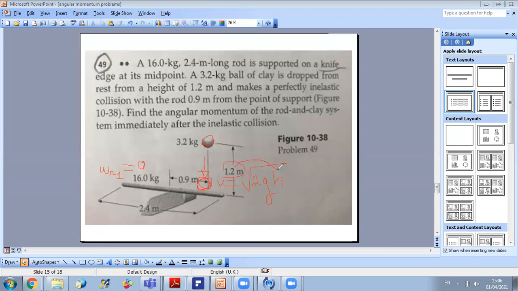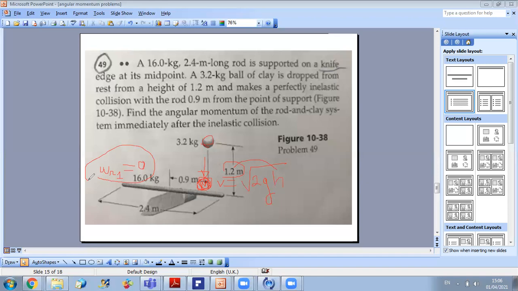Very good. So now we know the velocity of the ball just before hitting the rod, and we know that initially the rod has zero angular velocity. So we can now calculate the angular momentum of the system before collision.